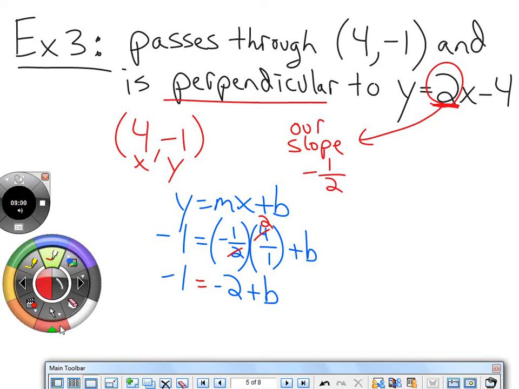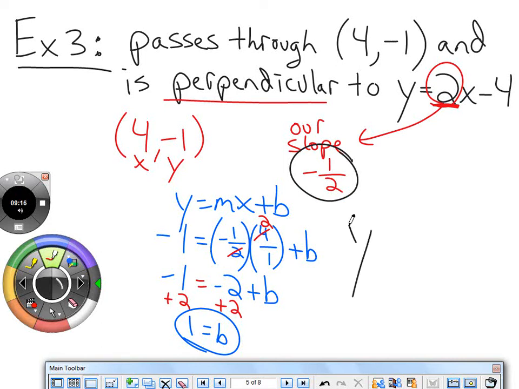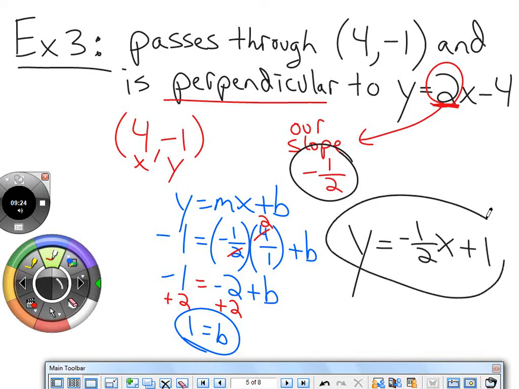And then we'll go ahead and just add the 2 over. So that means that b equals +1. Your final answer would be writing always the slope and the y-intercept. So we would have y equals -1/2 x. And we found out that the b was 1, so we just say +1. Okay?